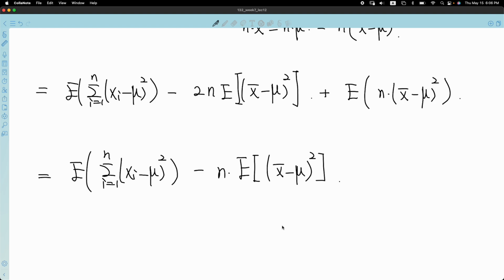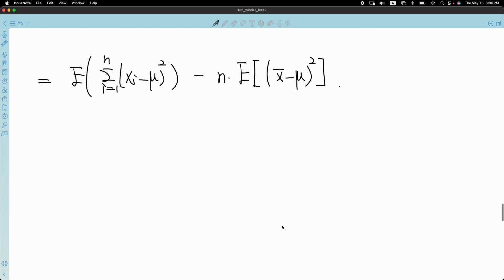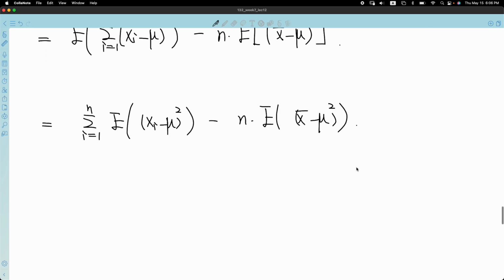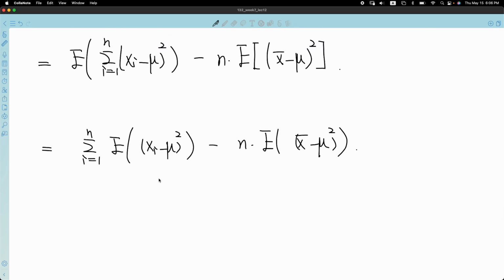Okay, so now let's further expand this. We have the summation from 1 to n and then the expectation. So now I'm changing the summation and the expectation again. You have the xi minus mu. Okay, you have n times the expectation of x bar minus mu, taking a square. Now let me ask you, what is the thing inside the first expectation here? What does that equal to?